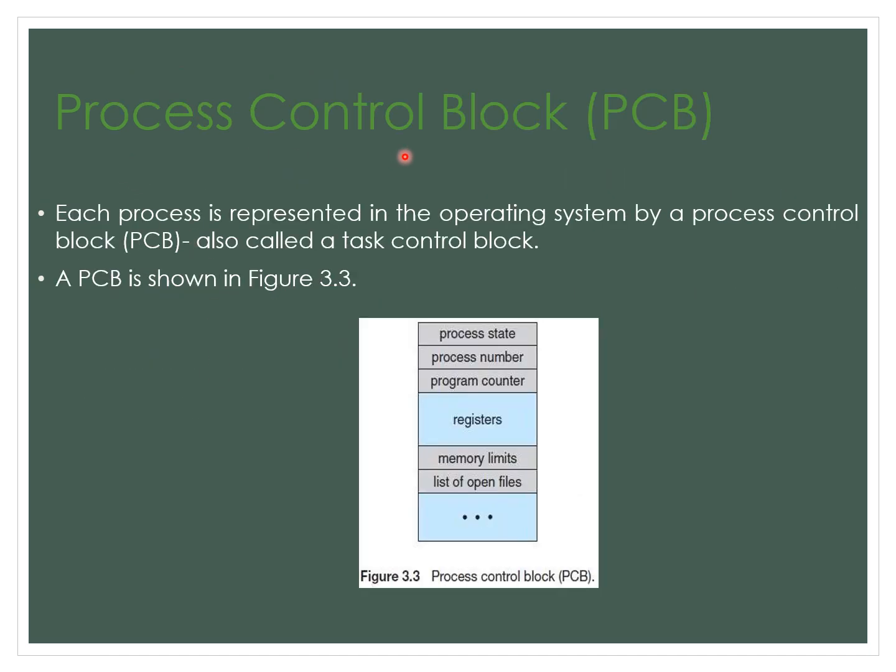Process control block. Each process is represented in the operating system by a process control block. It is also called a task control block. A process control block is shown in the figure. It consists of process state, process number, program counter, registers, memory limits, and list of open files.